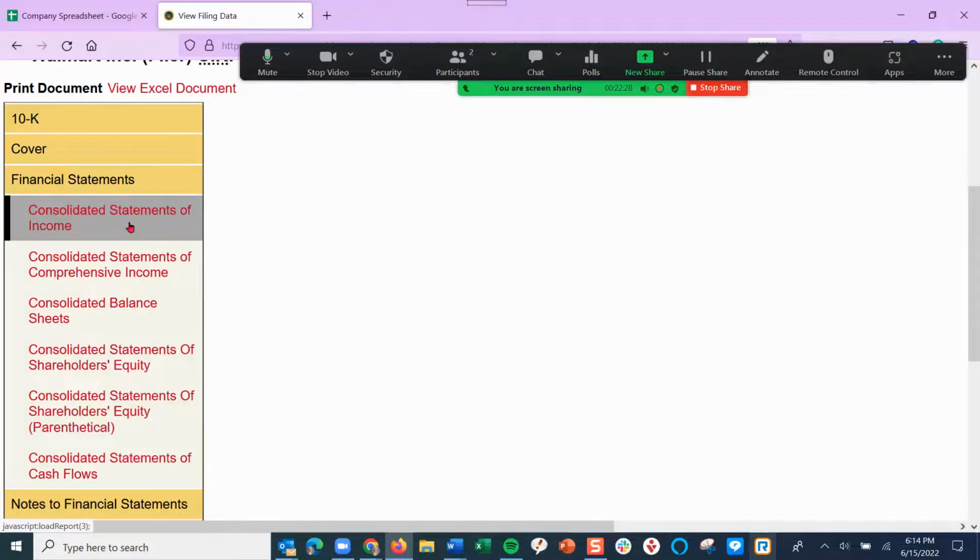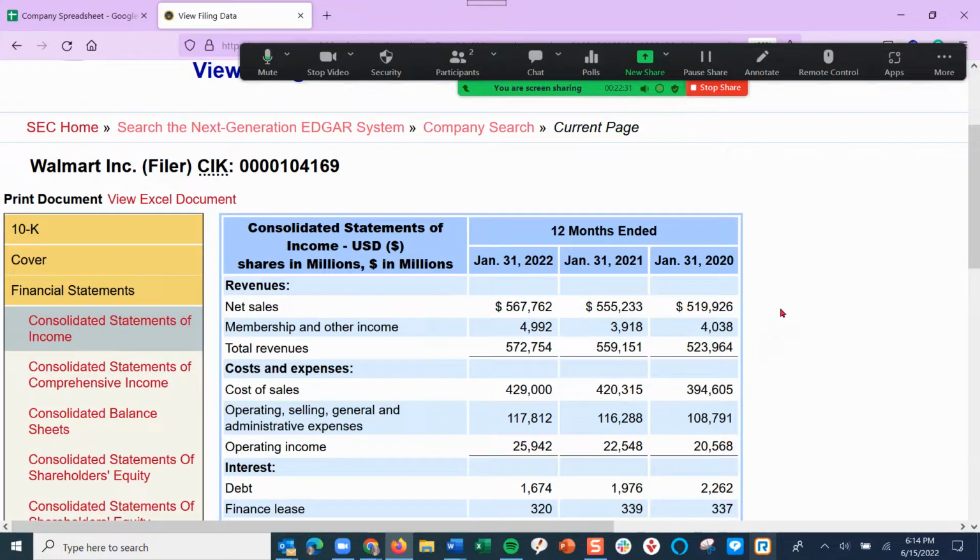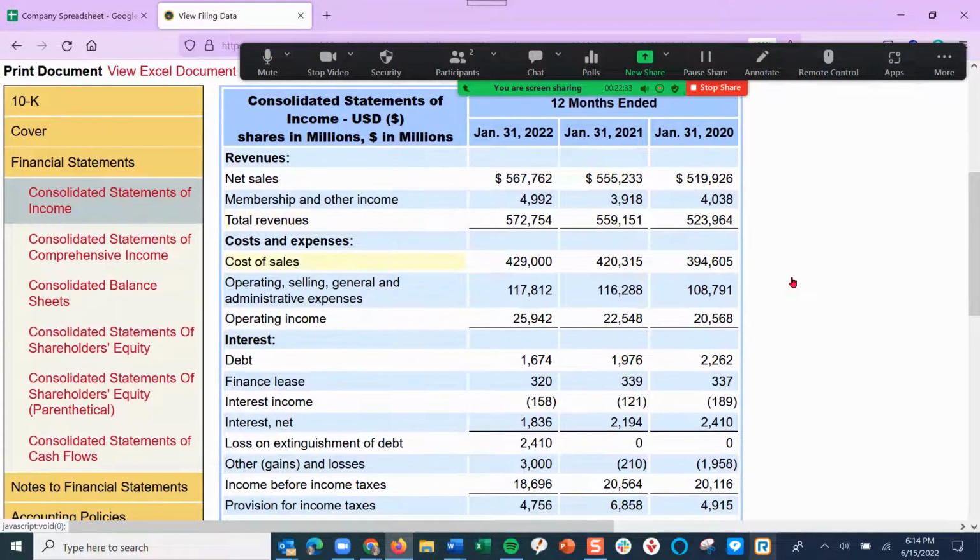But if you look at the statement of income right here, I've got 3 years of data. As I look at Walmart, I say, oh, I've got sales revenue. And if you tell me this Walmart has $567,000 in sales revenue, we're going to have a different conversation. I know homes in Florence that cost more than that. But the idea is this is 567,762 in millions. So I have to add 6 zeros. So 567,762 million is $567 billion, 762 million.